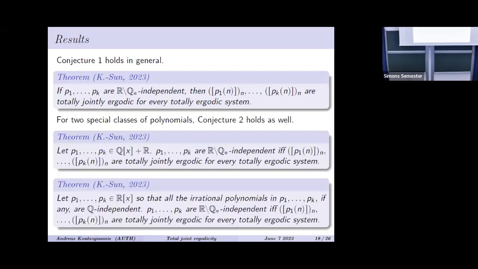Also, if you start with real polynomials so that all the irrational polynomials, if any, in your family P1 up to Pk are Q independent, then you have exactly the same condition: P1 up to Pk are R/Q* independent if and only if floor of P1(n) up to floor of Pk(n) are jointly ergodic for any totally ergodic system. And here you can see from these two results that actually conjecture 2 holds for k equals 1 in general. Because either you're going to be a rational polynomial or not. And if you're not and you only have one polynomial, of course, it's Q independent.